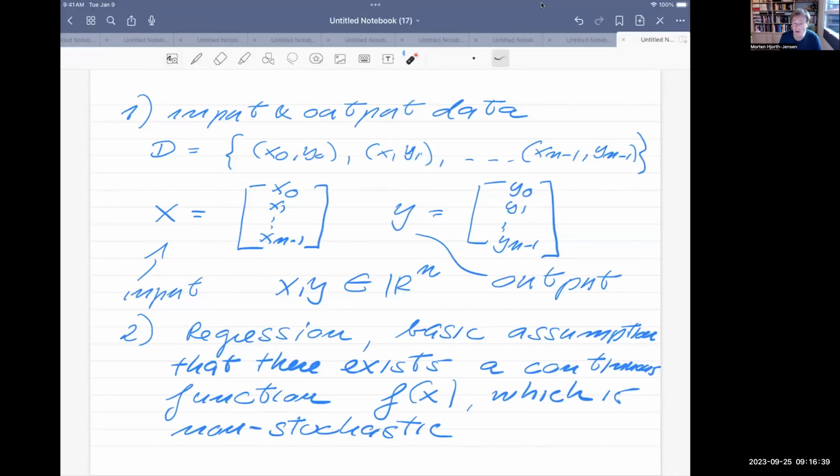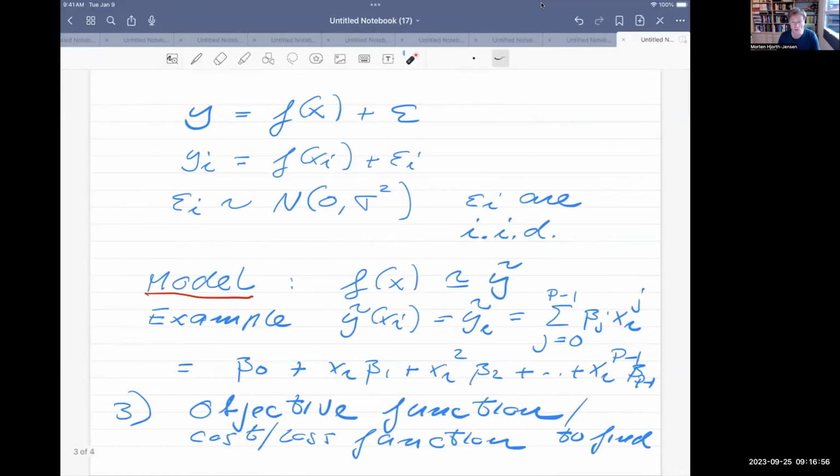We are going to look at a regression type of problem, which means that we assume that there is a continuous function, f of x, which describes these y's. And we assume also that this function is a non-stochastic function. In a certain sense, this is a kind of model. The assumption which we make about the data is that y, the output from some kind of measurement or survey or whatever we are doing, is given by this non-stochastic function plus some stochastic noise which is normally distributed.